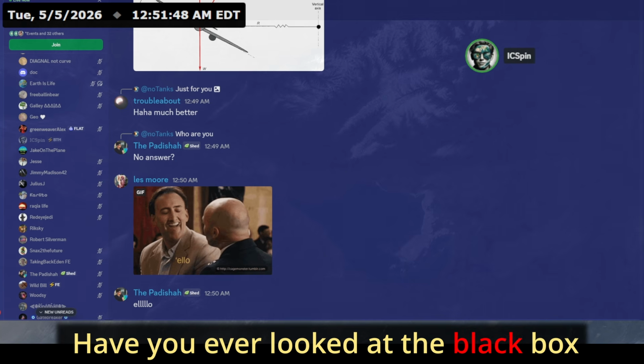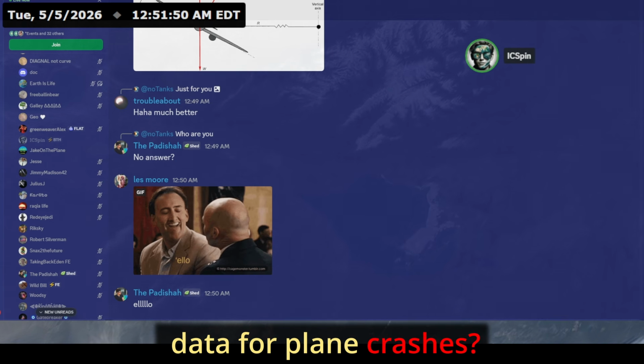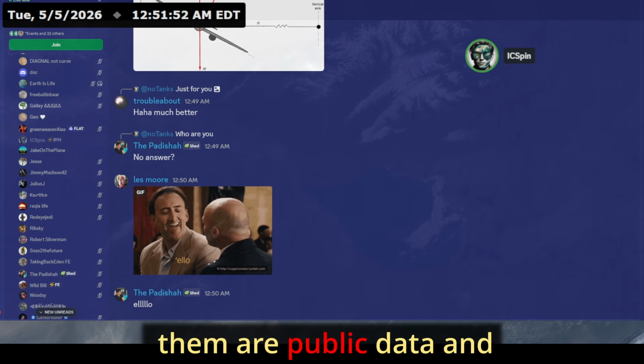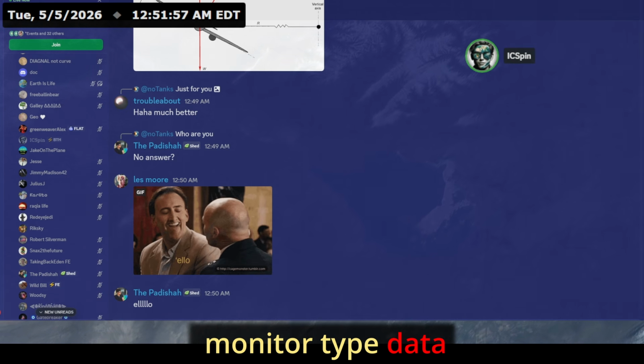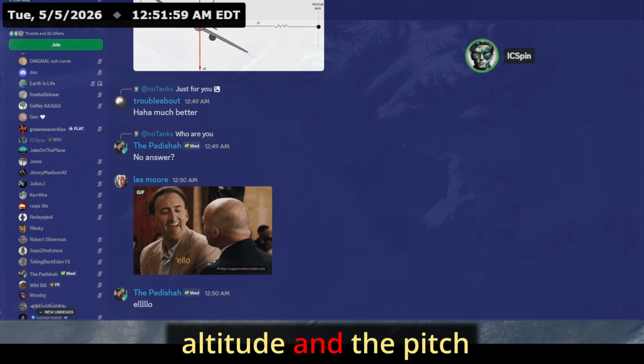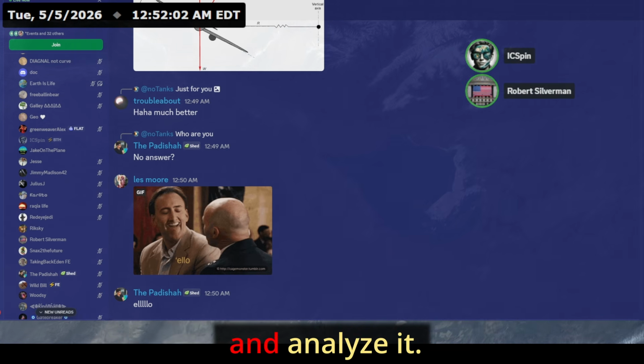Have you ever looked into black box data for plane crashes? Because I know some of them are public data and they show literally heart monitor type data in terms of the altitude and the pitch and the yaw and stuff to try and analyze it.